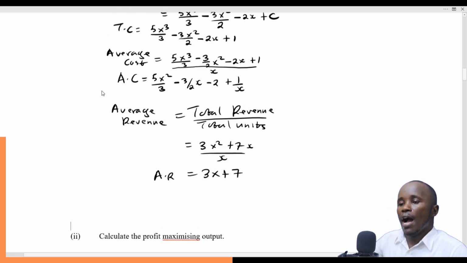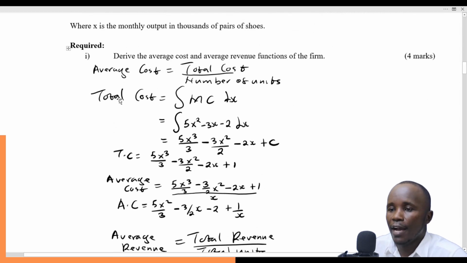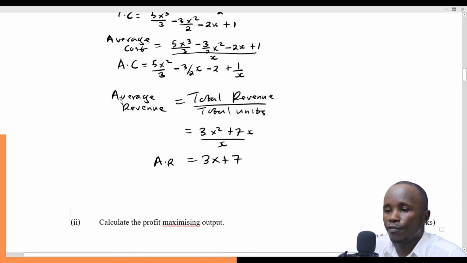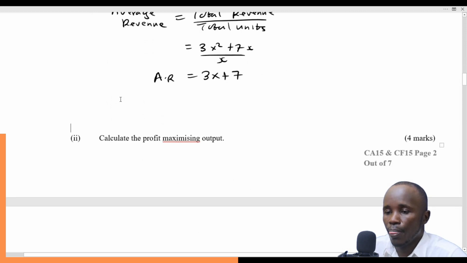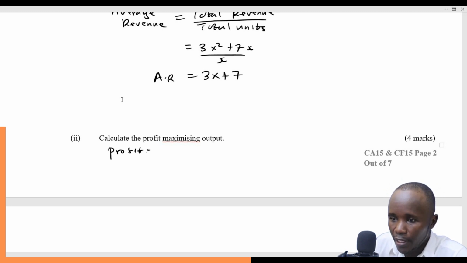Now, I think up to that point I've made myself clear how to find the average cost and how to find the average revenue. We move on to the next part. We are supposed to calculate the profit maximizing output. In other words, we want to find the value of x that will give you the maximum profit. How do we find profit? Profit is given as total revenue minus total cost.